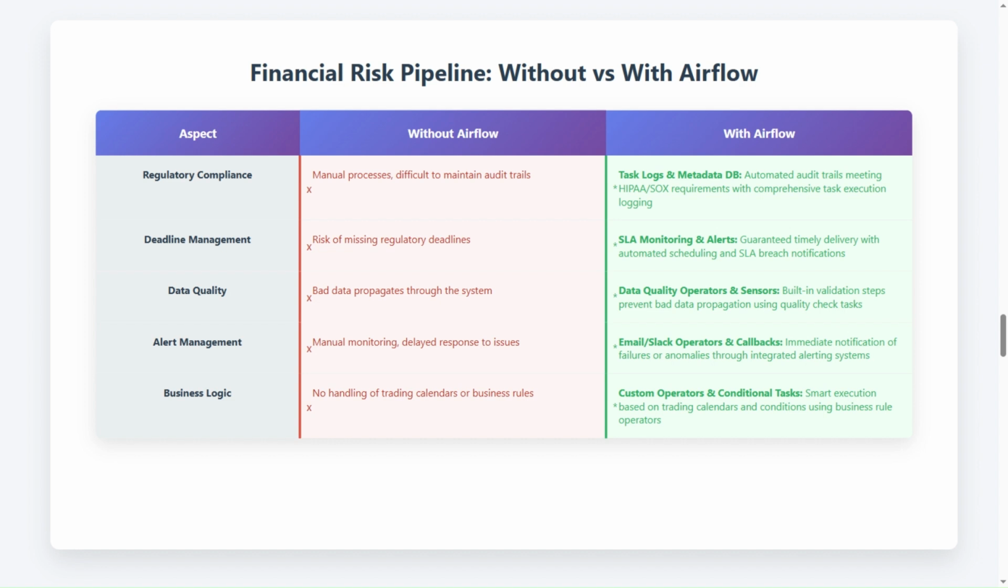With Airflow, you have guaranteed timely delivery with automated scheduling. This is ensured by Airflow's SLA monitoring feature and scheduler that can send alerts if tasks don't complete within specified timeframes. Data quality. Without Airflow, bad data propagates through the system. With Airflow, built-in validation steps prevent bad data propagation. This is implemented using Airflow's sensors and custom validation operators that check data quality before allowing downstream tasks to execute.